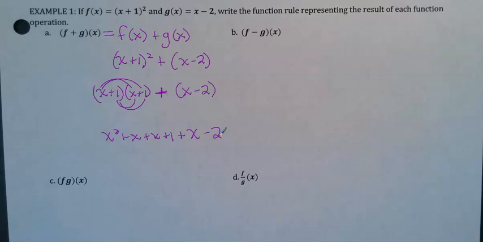All right. So then we have x squared, because we don't have anything else like that, plus x plus x plus x. Well, that's 3x, right? So plus 3x. And then we have plus 1 minus 2. So that's minus 1.